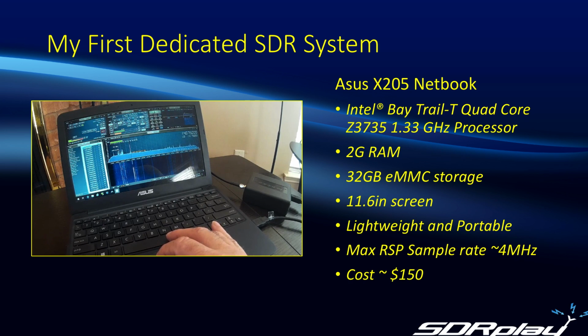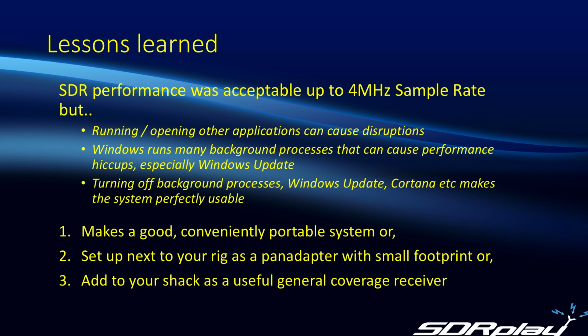Now, what did I learn from getting that, however? First up, as I mentioned, the performance was acceptable up to about 4 megahertz. But when running or opening other applications, even just opening a web browser for example, it can cause disruptions to the signal. I also mentioned before, Windows runs many background processes, especially Windows Update, which can cause performance hiccups. So turning off some of those background processes can really help optimize performance in an SDR environment.